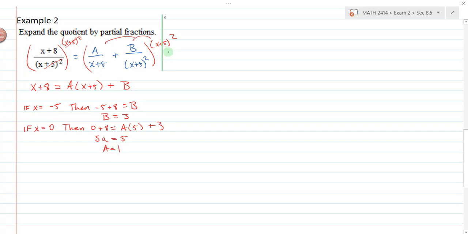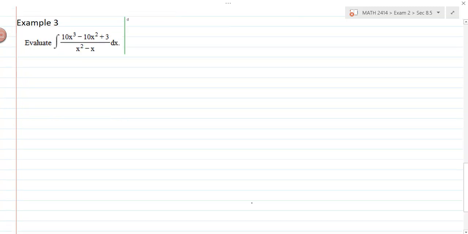A equals 1. That means that x plus 8 over x plus 5 squared can be expanded into 1 over x plus 5 plus 3 over x plus 5 squared. And this would be the partial fraction decomposition of this expression.